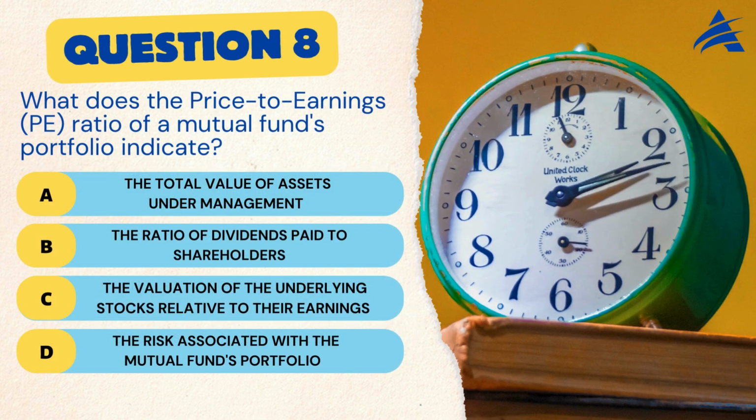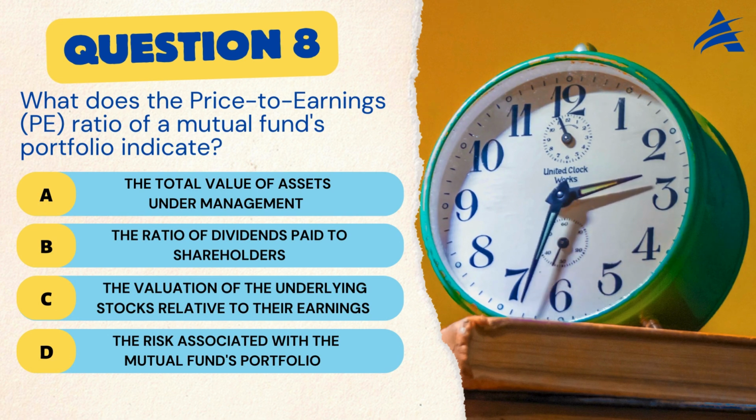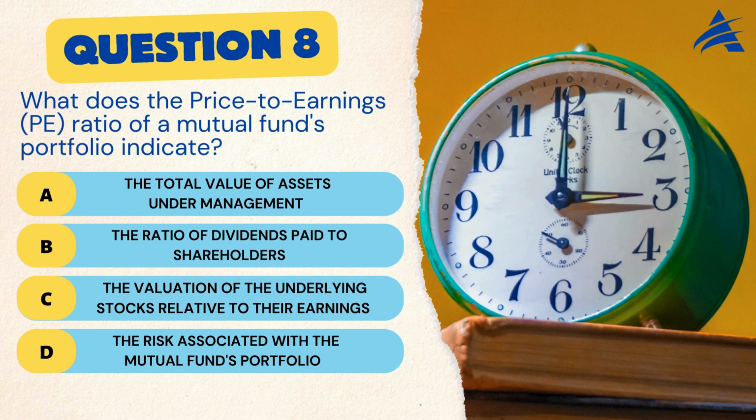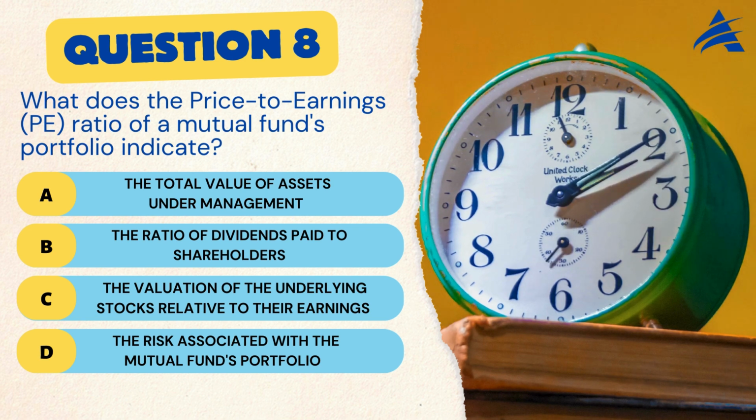Question 8. What does the price-to-earnings ratio of a mutual fund's portfolio indicate? A. The total value of assets under management. B. The ratio of dividends paid to shareholders. C. The valuation of the underlying stocks relative to their earnings. D. The risk associated with the mutual fund's portfolio.